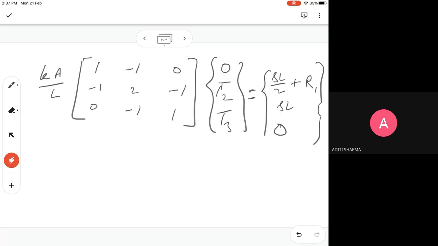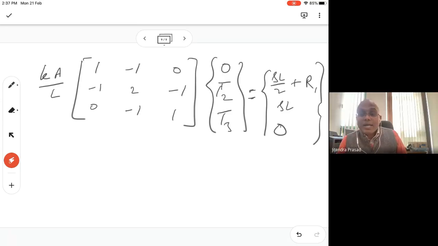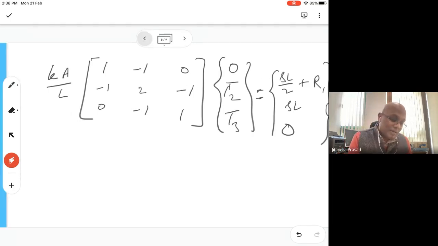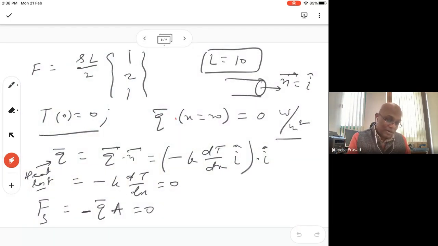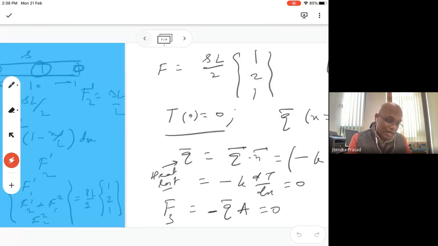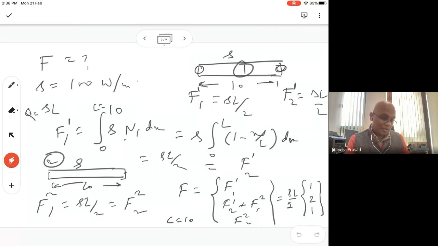Sir, is it like the R3 reaction plus the SL by 2 is 0? Yeah. Sir, what is this reaction? This is the additional heat. So you see, there will be two components. The total heat loss is equal to 0. That really means that the heat which is coming from the S term, the total coming from here and here, all has to be equal to 0, right?